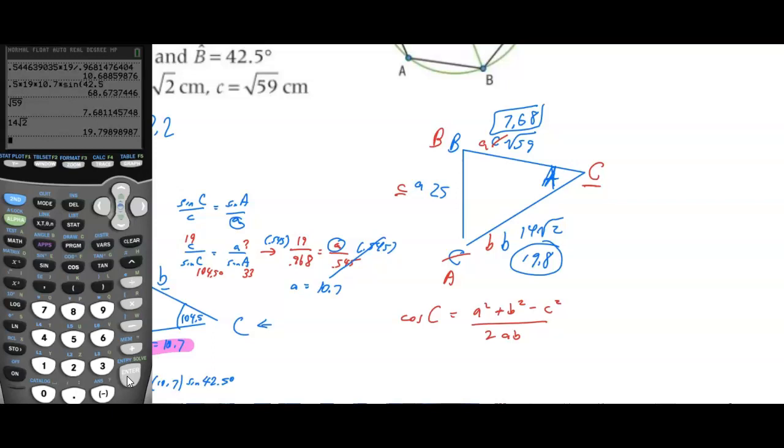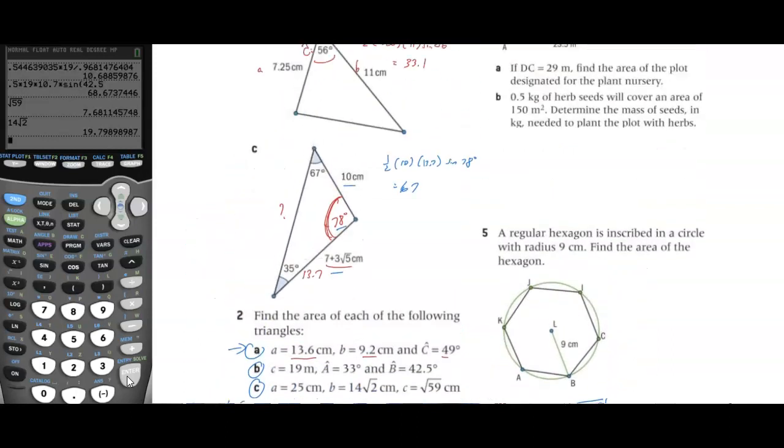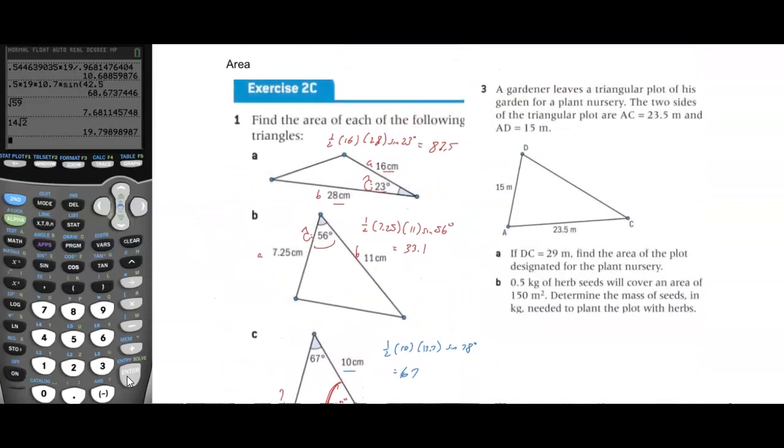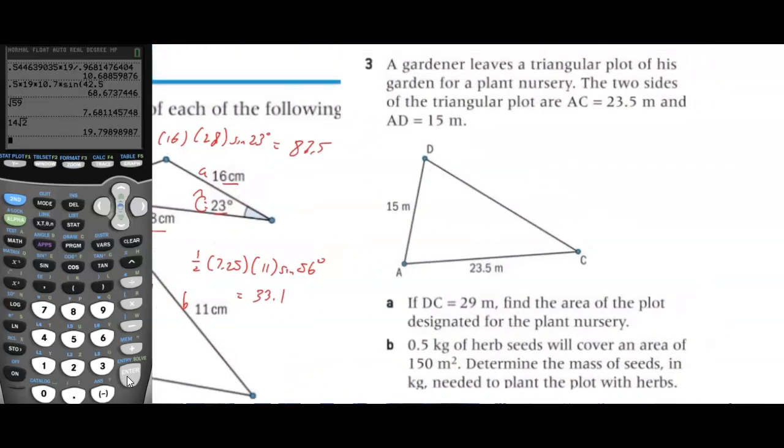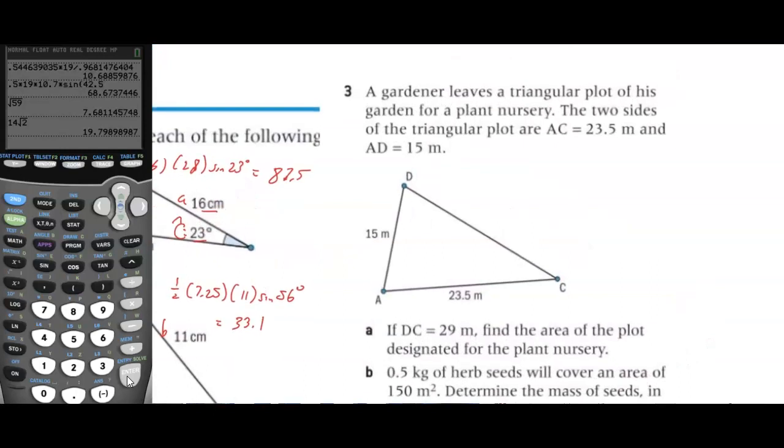Once we find C, then we can use this side and the included angle to find 1/2 ab sine C. I'm not going to do it here because we've already done a lot of practice of that, and it's not that difficult, right? So let's just look through these other problems and see what's different about them, if it's a little bit more tricky or anything.